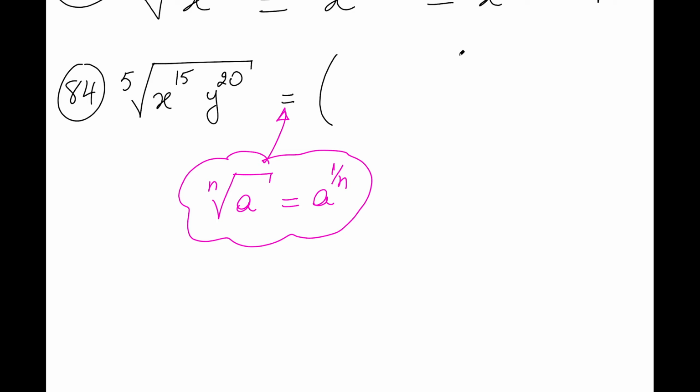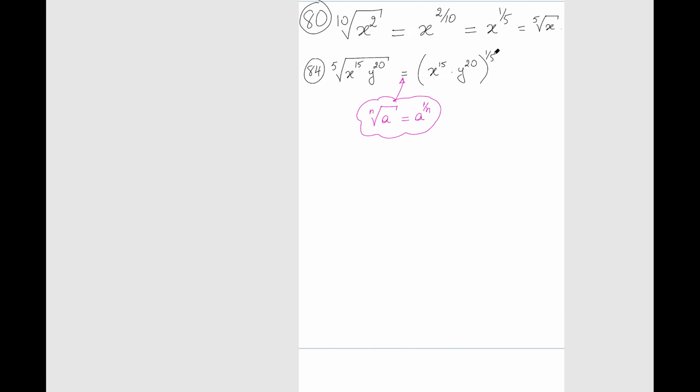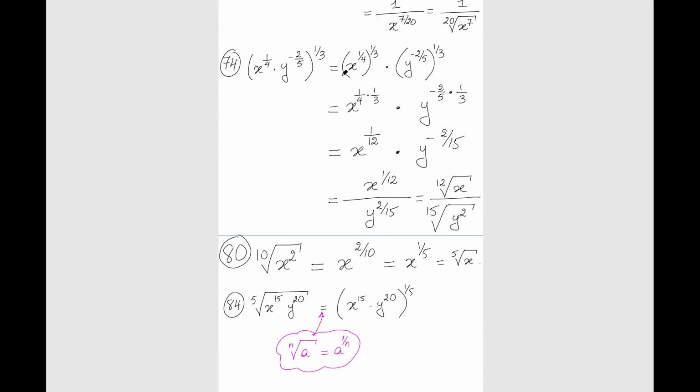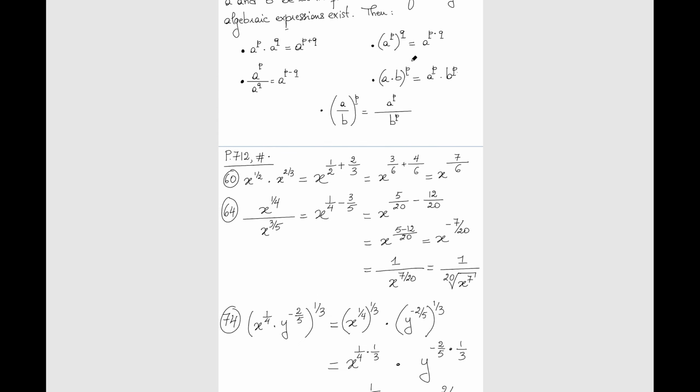So I'm going to have whatever under the umbrella is going to be the base. So in this case is all this junk, x to power 15 times y to power 20 to power 1 over n, which is 1 over 5. Okay. And now the setup is I have a power here for a product. So we're back to a problem similar to this. And which property did we use at the time? It was this one here. It's a power of a product.